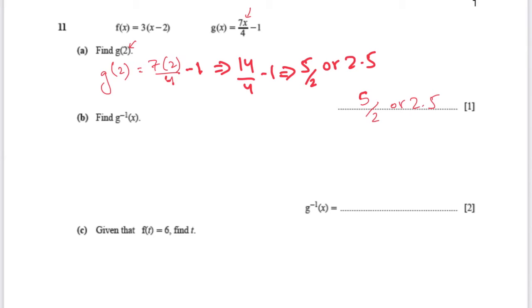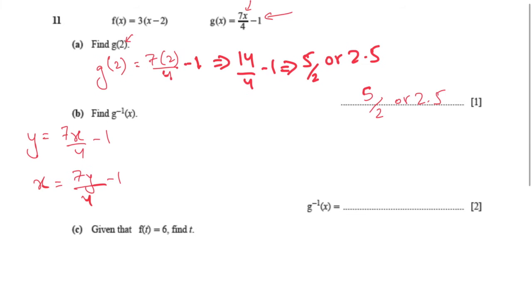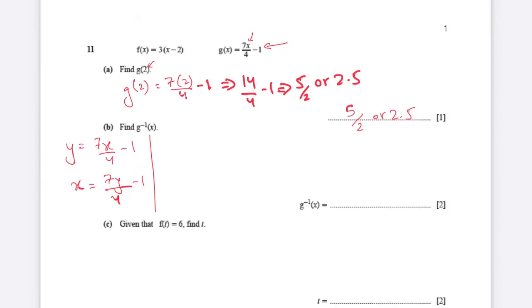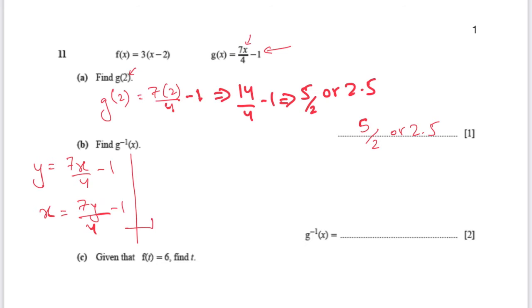The next part is find g inverse of x. That means you need to find the inverse of this function. How do we do that? First of all, if I write y equal to 7x over 4 minus 1, the first step after this would be to flip y and x and write x equal to 7y over 4 minus 1. Why we do that is because we're trying to find the inverse of this function, and that's the reason why we're using y instead of g.